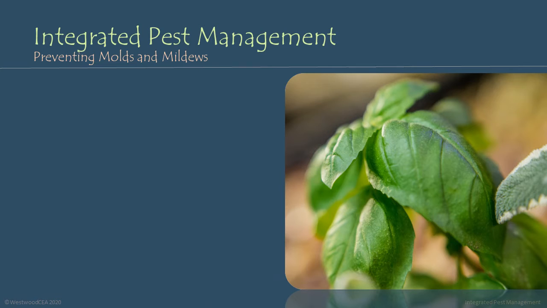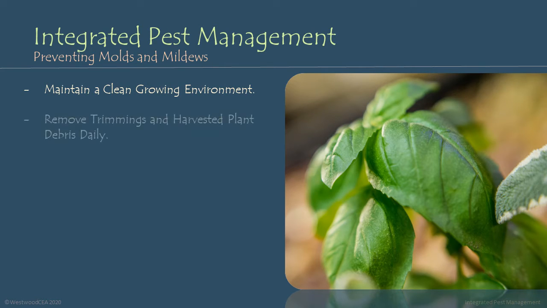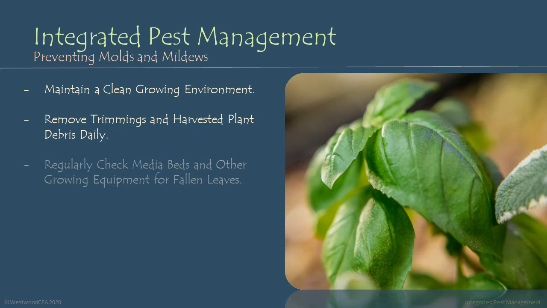When looking to prevent molds or mildews from attacking our growing crops, the first line of defense, as always, and we've stressed this throughout this entire course, is we should maintain a clean growing environment. Additionally, we should remove trimmings and harvested plant debris as regularly as possible, preferably at least daily. We should also regularly check our media beds and other growing equipment for fallen leaves, leaf litter, or debris that might facilitate the growth and reproduction of molds and mildews.